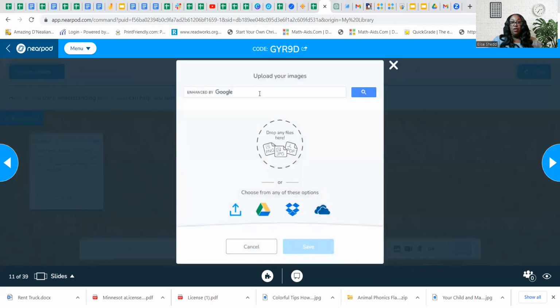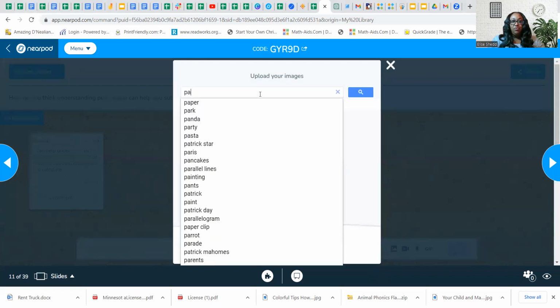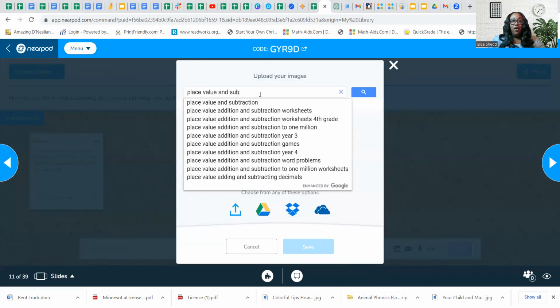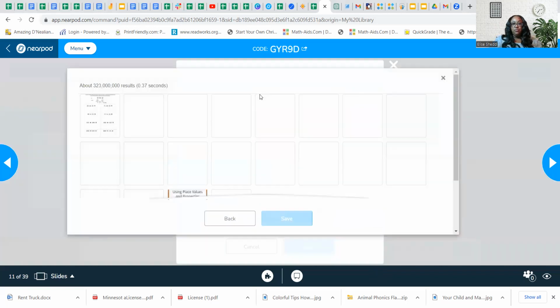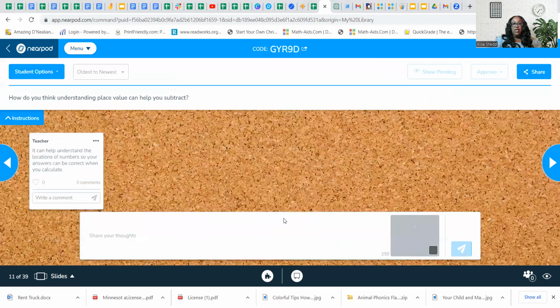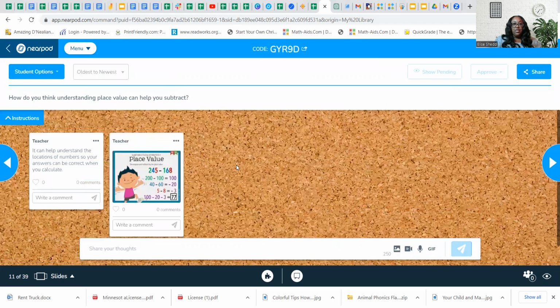So you can find one, and Google is your friend. And see, on Google, you can type in place value and subtract and see what you can find. Use place value subtract. So these are different ways, different sheets that you can use. And I like this one. So I'm gonna use this one because this represents place values as well. And then you can press the post here.